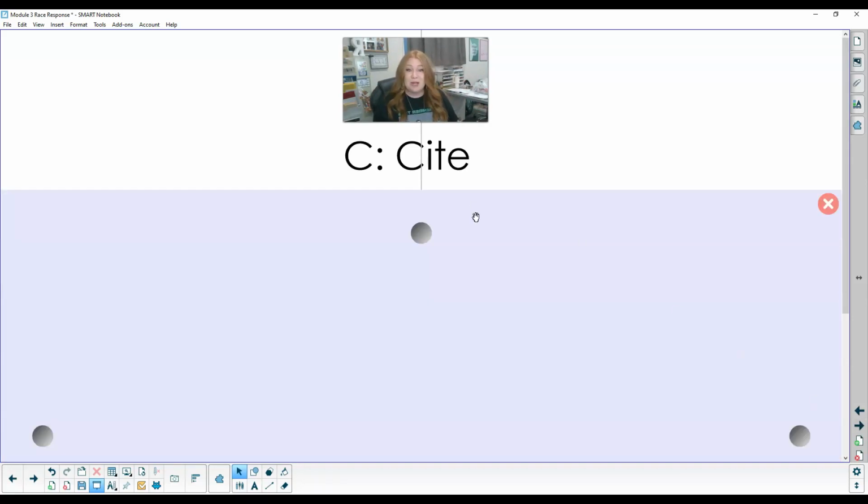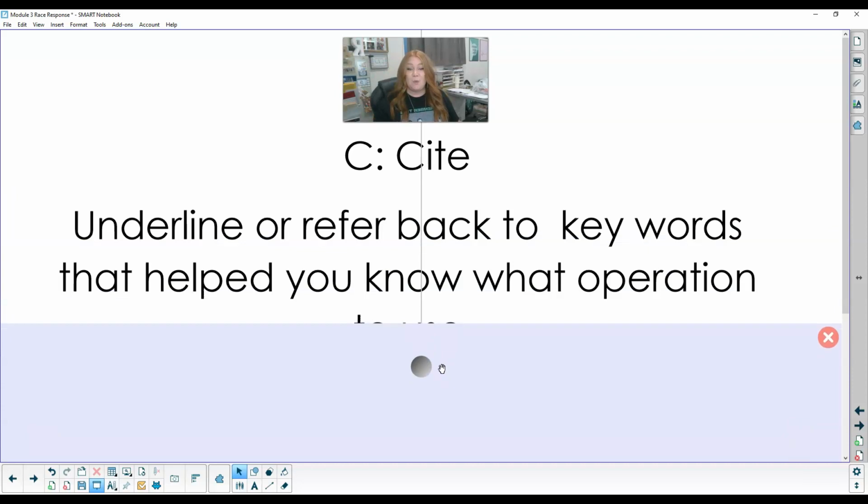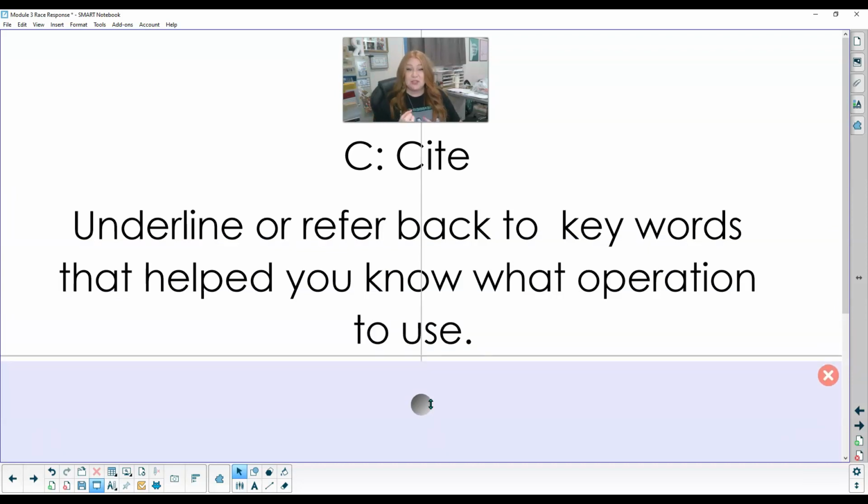Now, C might look a little bit different in math. So it still stands for cite, right? You go back and cite from the text. So one way you can do that is to either underline or circle in the problem, or even just refer back to the keywords and write, like, I saw that it said to put them together, or how many were there total, so I knew I needed to do this. So you can underline, circle, or even just write what the keywords were that helped you know what operation to use.